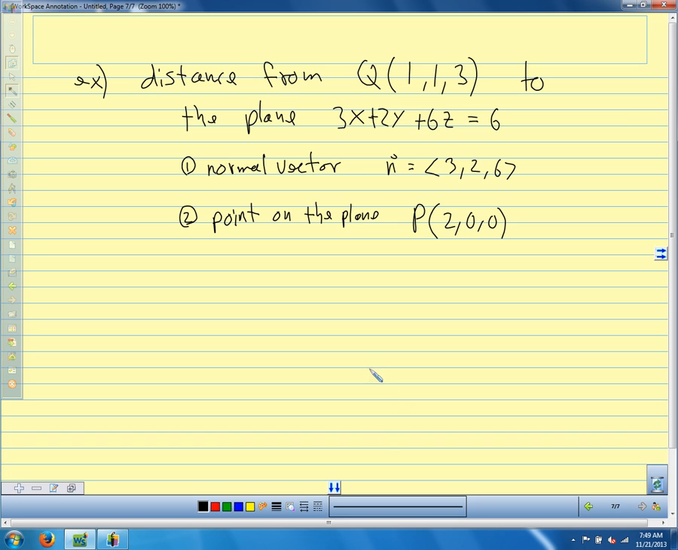So now I need my vector PQ. So I want to form PQ dot n. So the vector PQ is going to be what vector?